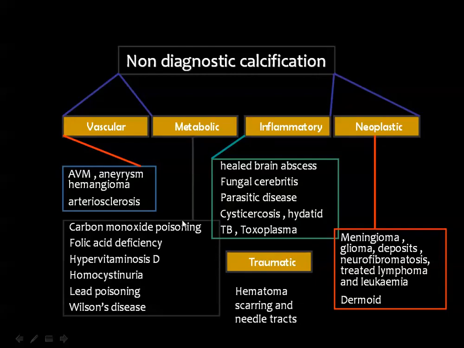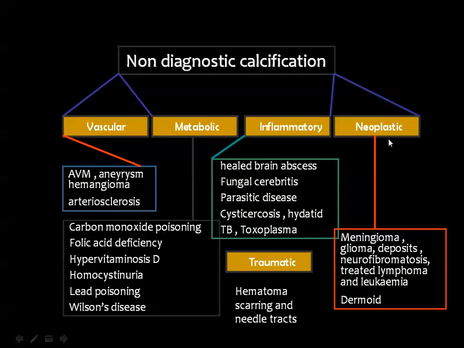Metabolic intracranial calcifications may be seen in cases of carbon monoxide poisoning, folic acid deficiency, hypervitaminosis D, homocystinuria, lead poisoning, and Wilson disease. Inflammatory etiologies of calcium may be seen in healed brain abscesses, fungal cerebritis, and parasitic disease: cysticercosis, hydatid, TB, and toxoplasma.